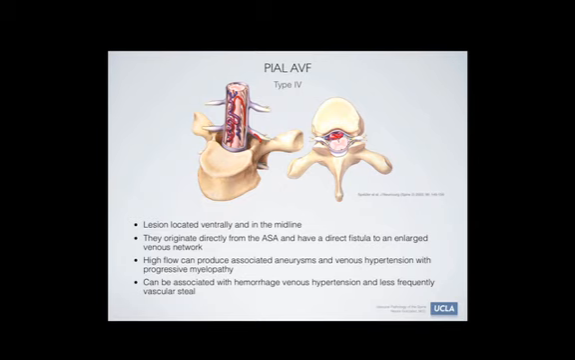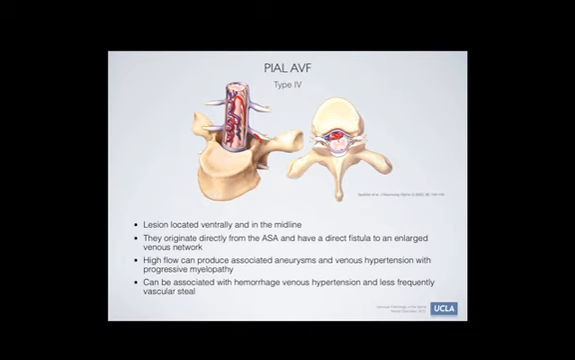If the connection is not in the dura, in the dural sleeve, but is in the spinal cord surface, then these are the PLABFs that were originally described by Harris and that are considered the type 4. They're usually located ventrally in the midline. They usually originate from the anterior spinal artery and have a direct connection with the anterior spinal vein. And depending on how big the connection is and how long this has been going on, you may get different degrees of dilatations and aneurysms associated with it.